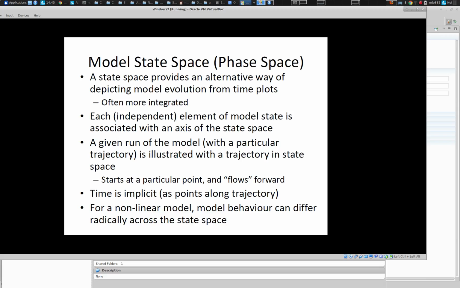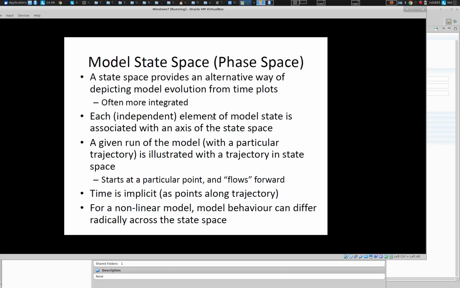You may recall that time within the state space is implicit. It's associated with moving along a trajectory. So a state space, in short, provides an alternative way of depicting model evolution. It's an alternative to time plots. We could plot out behavior over time, or we can plot its behavior within state space.